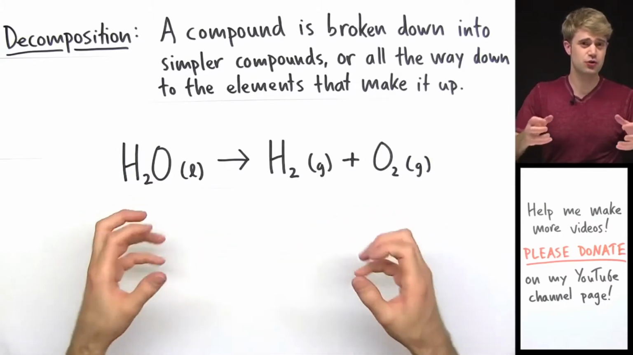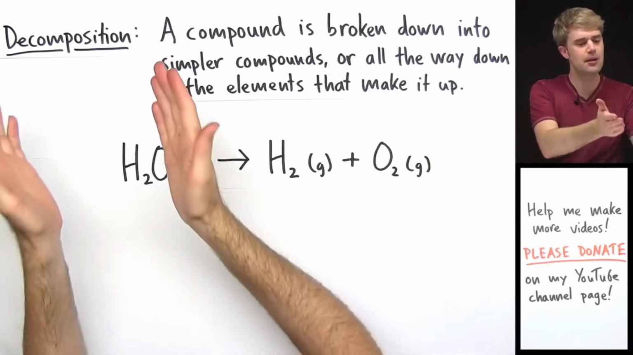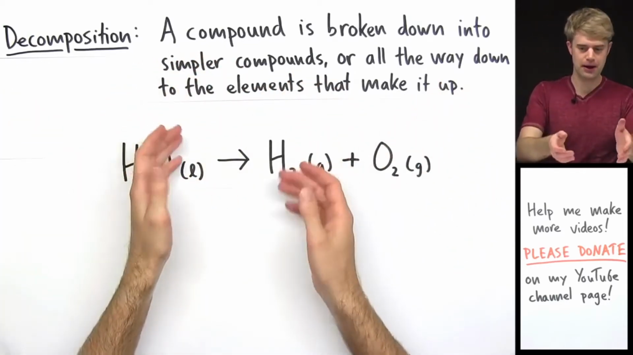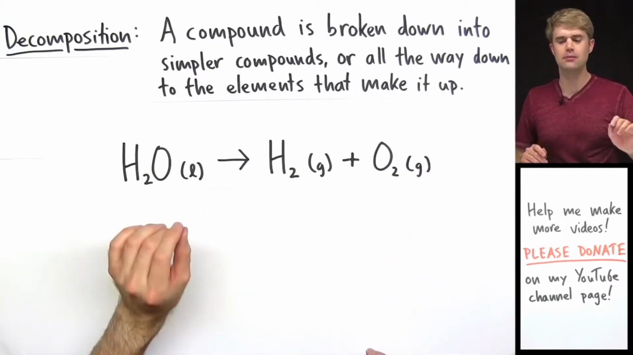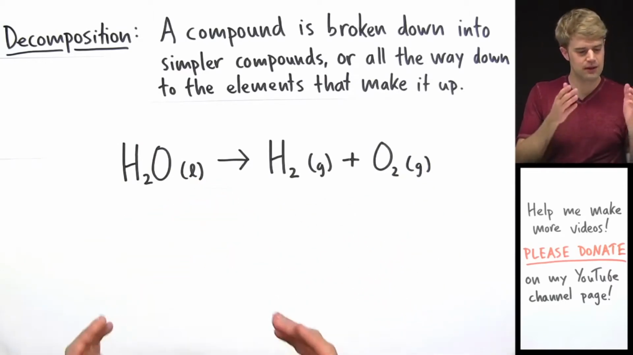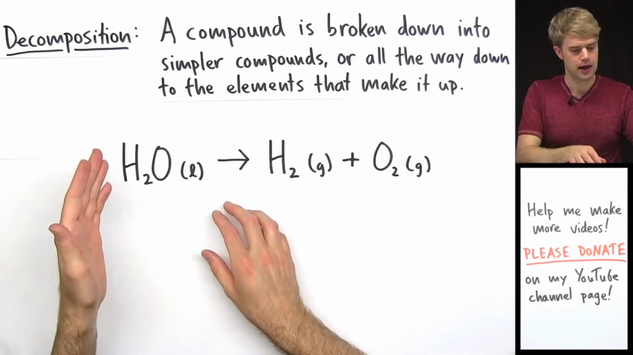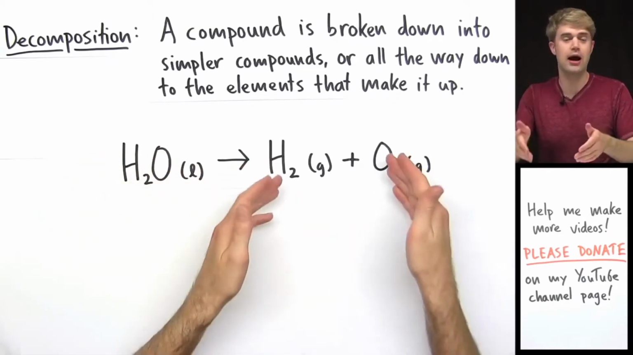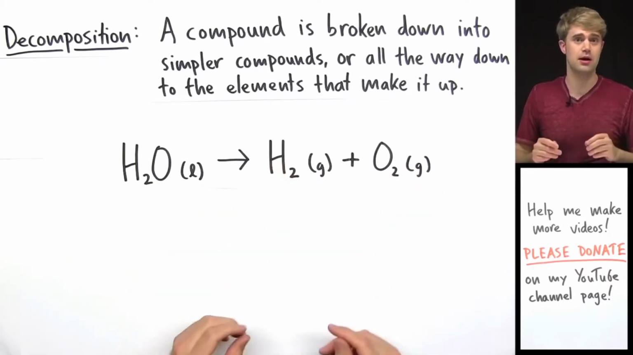In a synthesis reaction, we put things together. In a decomposition reaction, a compound is broken down into simpler compounds or all the way down to the elements that make it up. So in this example here, we have water, H2O, and it's breaking down into hydrogen and oxygen gas. These are the elements that make it up.